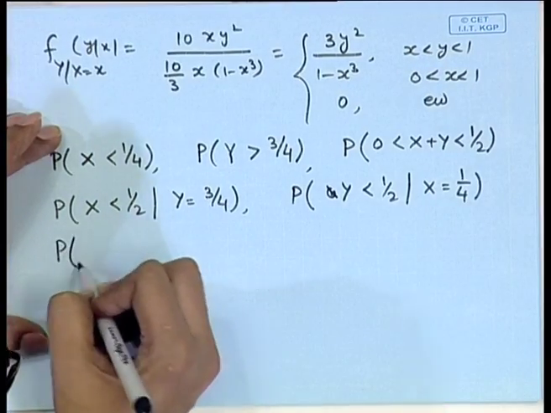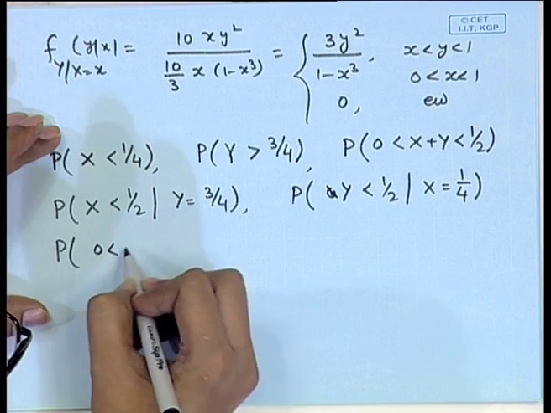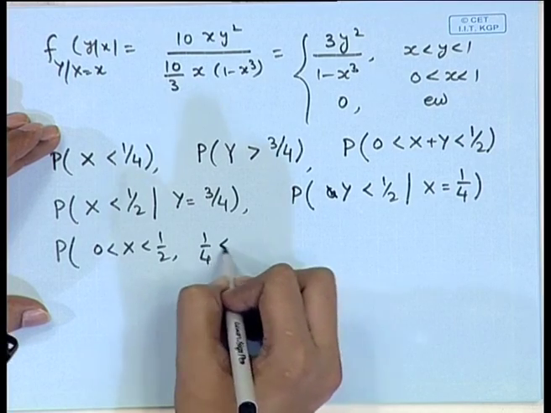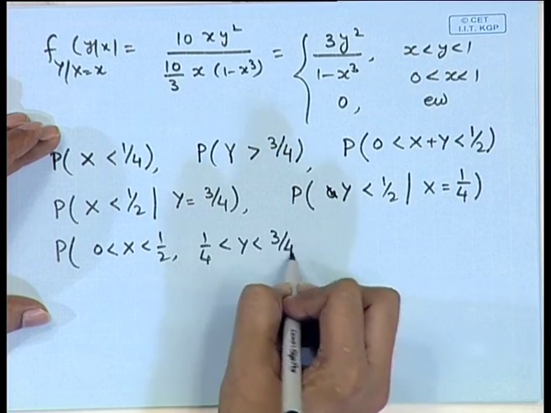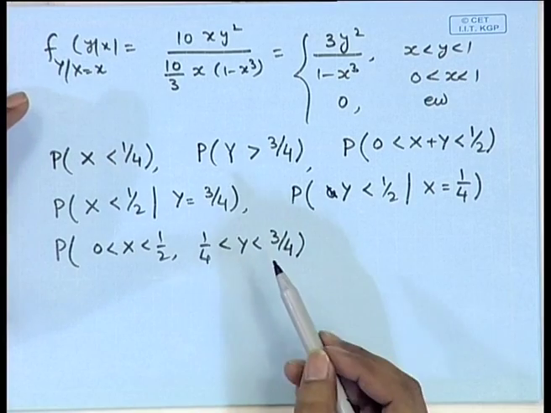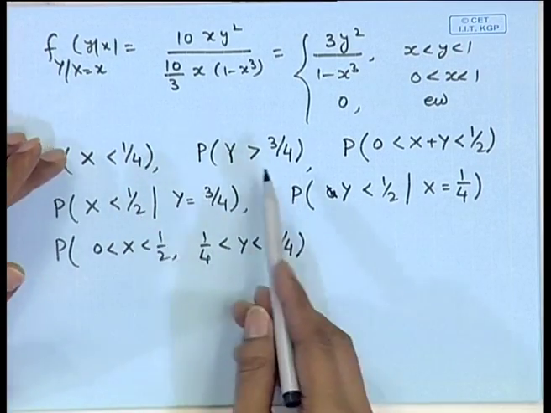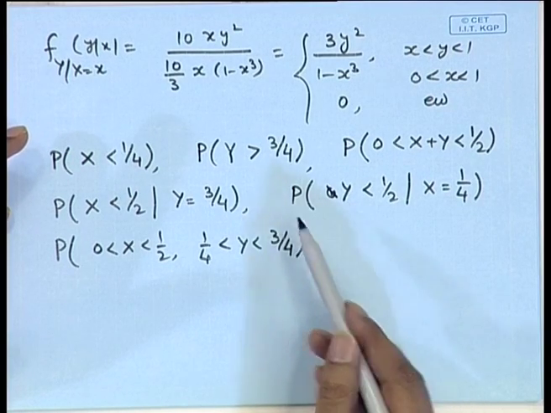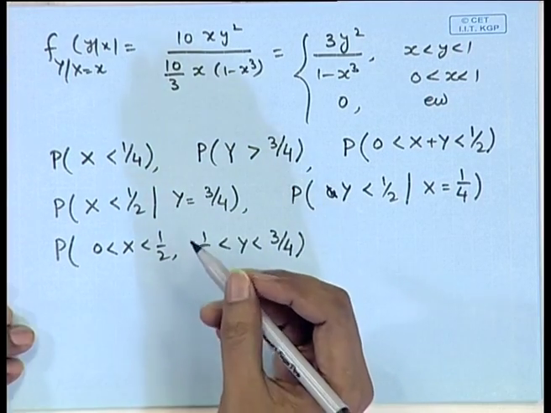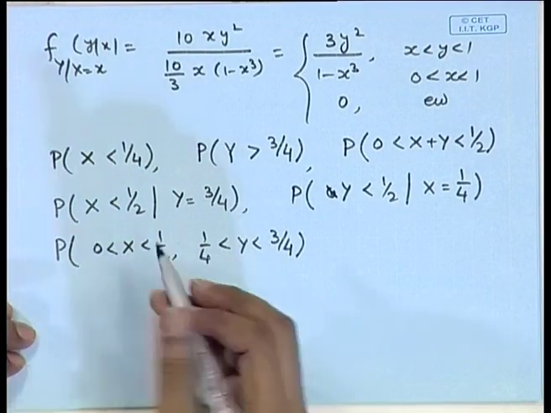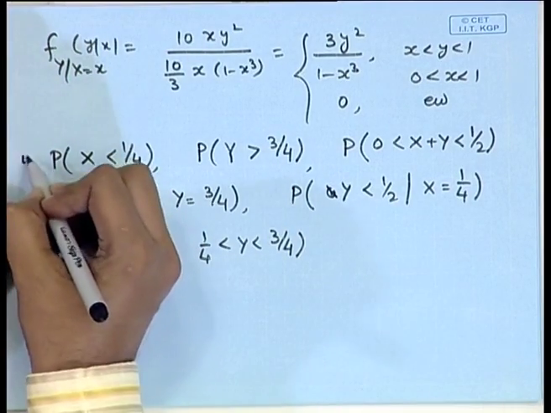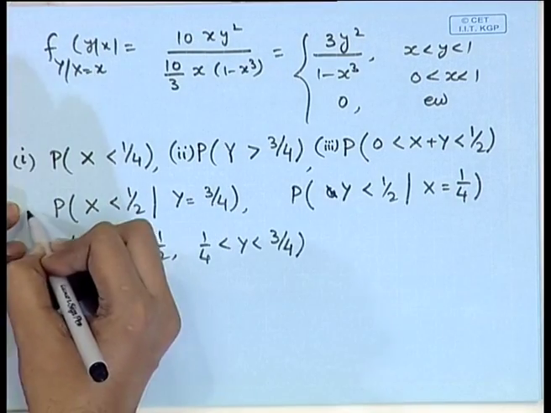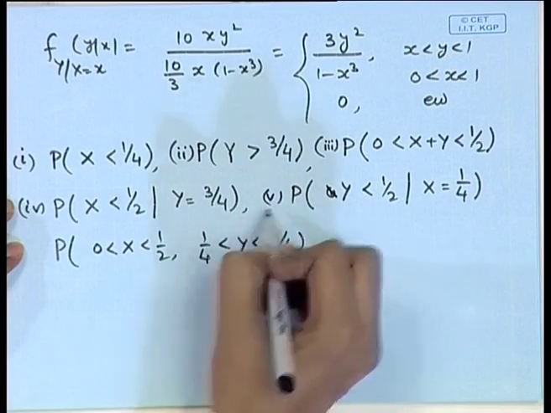What is the probability that, say, 0 less than x is less than half and 1 by 4 less than y less than 3 by 4? So, these are various statements regarding the marginal, conditional or joint probabilities of x and y. In the context of this particular problem, let us answer these questions. Let us number them 1, 2, 3, 4, 5 and 6.